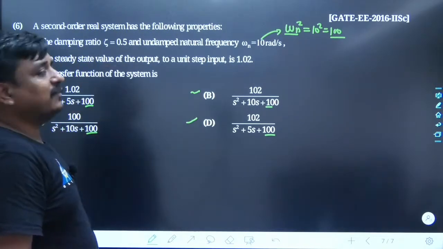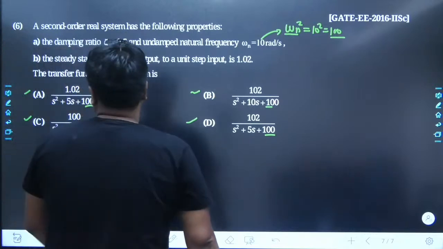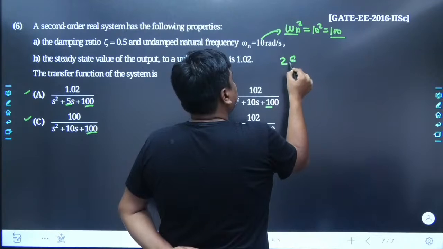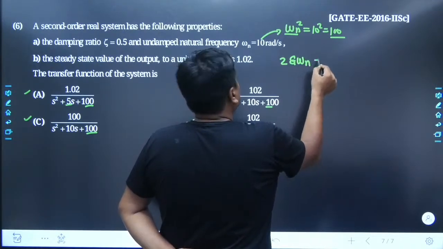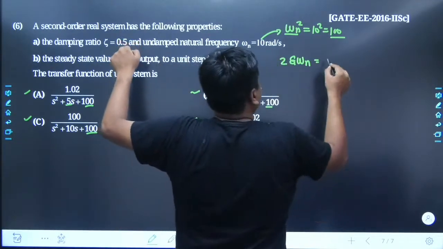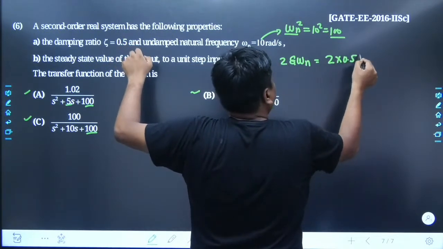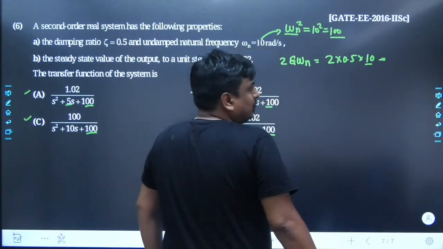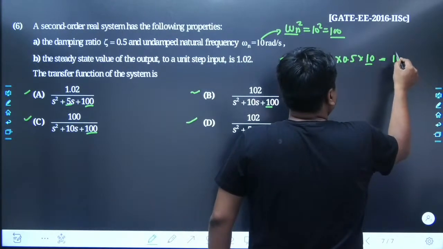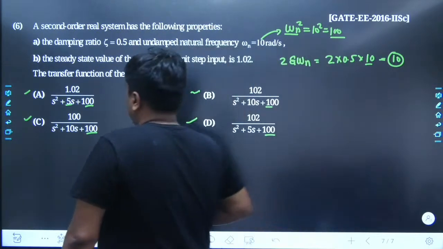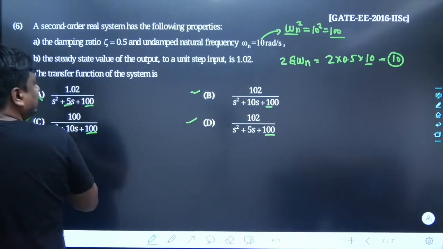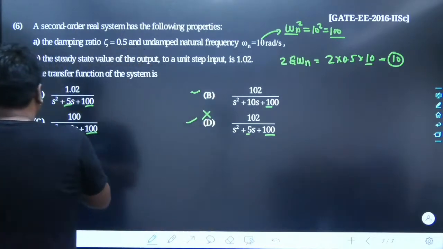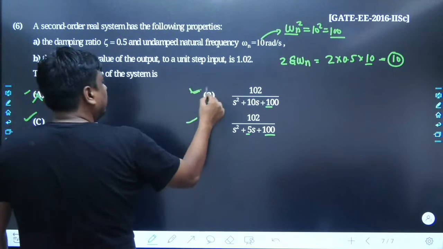Next, the required value of zeta is 0.5. May I know what used to be the multiplier of s? The multiplier of s used to be 2 times zeta into omega n, where the value of zeta is required to be 0.5, where the value of omega n is required to be 10. So here it becomes 2 into 0.5, that's simply 1 getting multiplied with 10, and here the result is supposed to be 10. That means A has been ruled out because here it had been 5. Similarly, D had been ruled out because it had been 5, and similarly you had been left out with C and B.